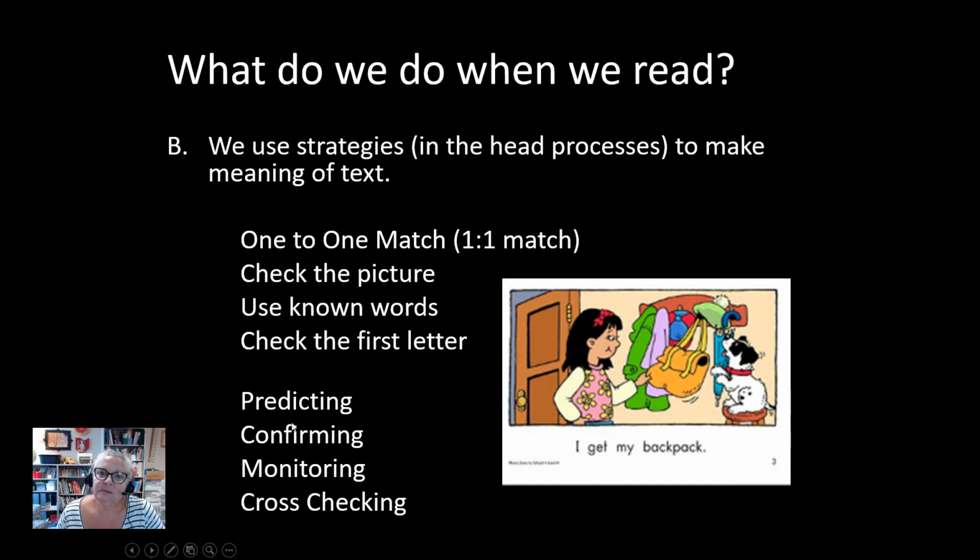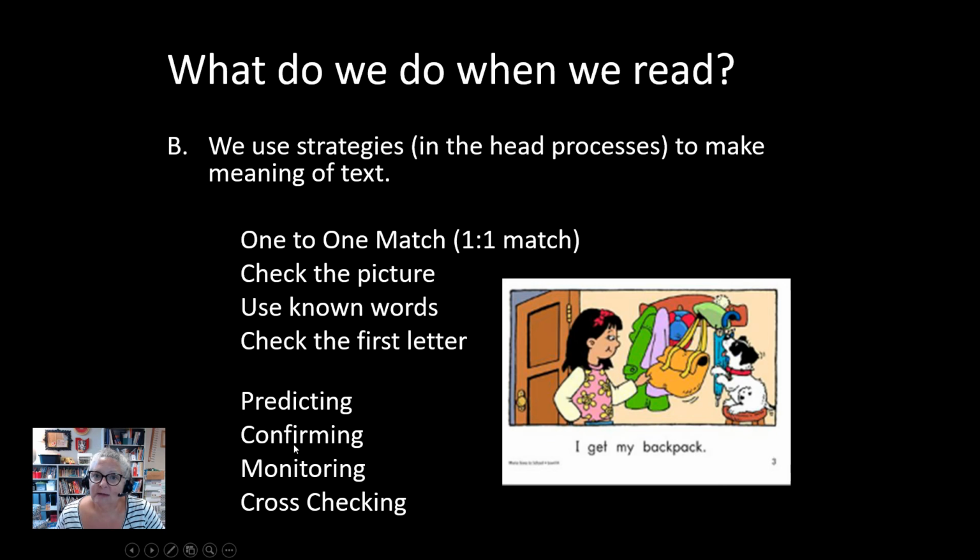We want them to do some predicting. We want them to be thinking about the story and consider what would make sense to come next. So in this sentence, I get my, it's probably going to be something that you would take to school, not I get my elephant, right? So that helps us kind of narrow down the kinds of things we might anticipate seeing at the end of the sentence. Predicting is just thinking ahead.